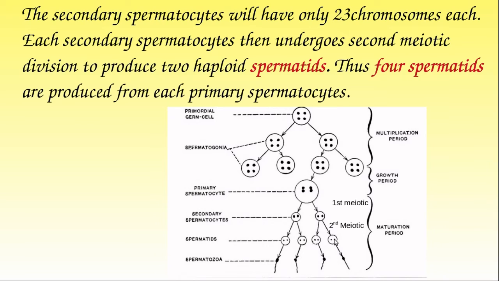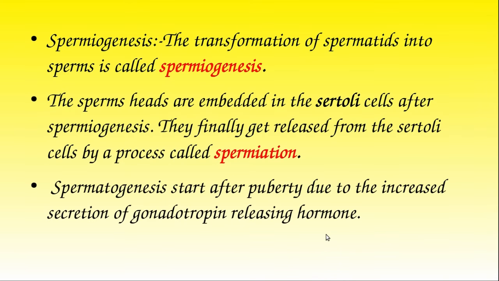Now the spermatids are formed. So from each primary spermatocyte, 4 spermatids are produced. That can be a question: from each primary spermatocyte, how many spermatids are produced? 4.